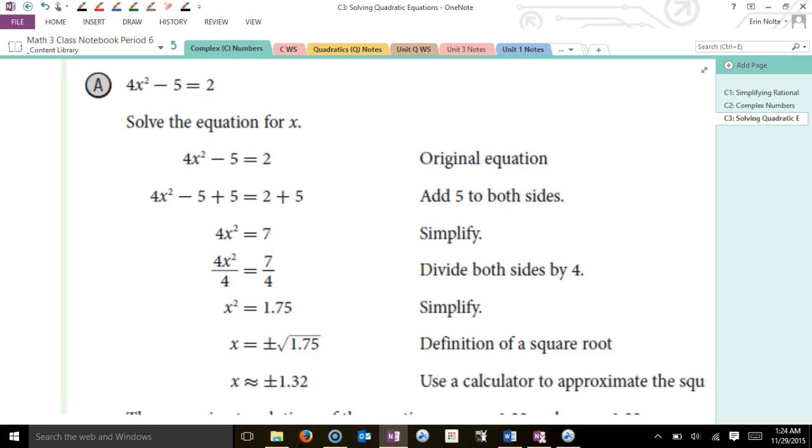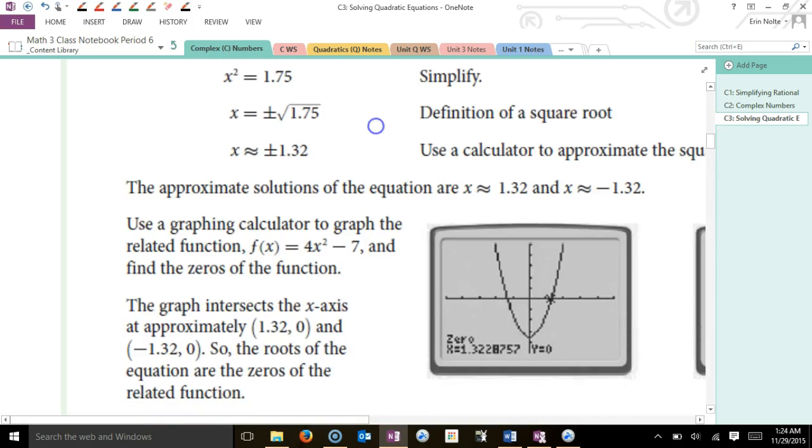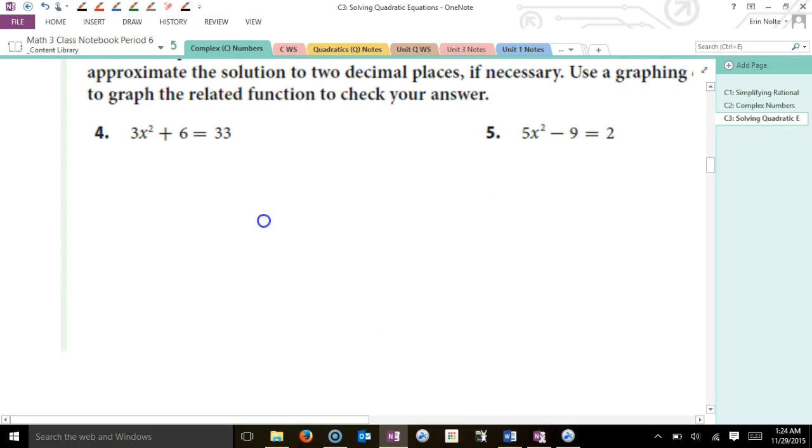Okay, now the difference in this particular example versus the one I'm going to allow you to do, this gives you a decimal answer. Are you going to give me a decimal answer? No. No way. Okay, I want exact answers, no approximating. Okay, so let's do one.